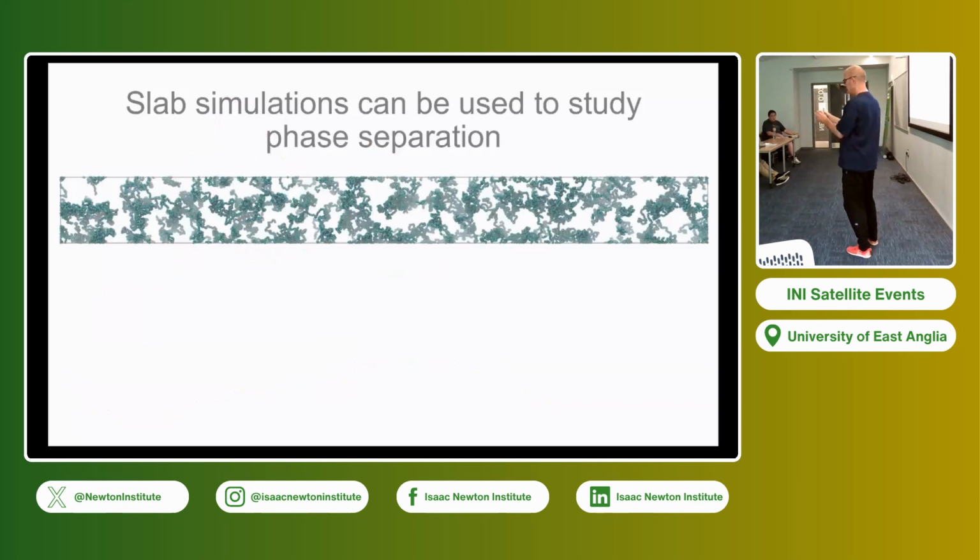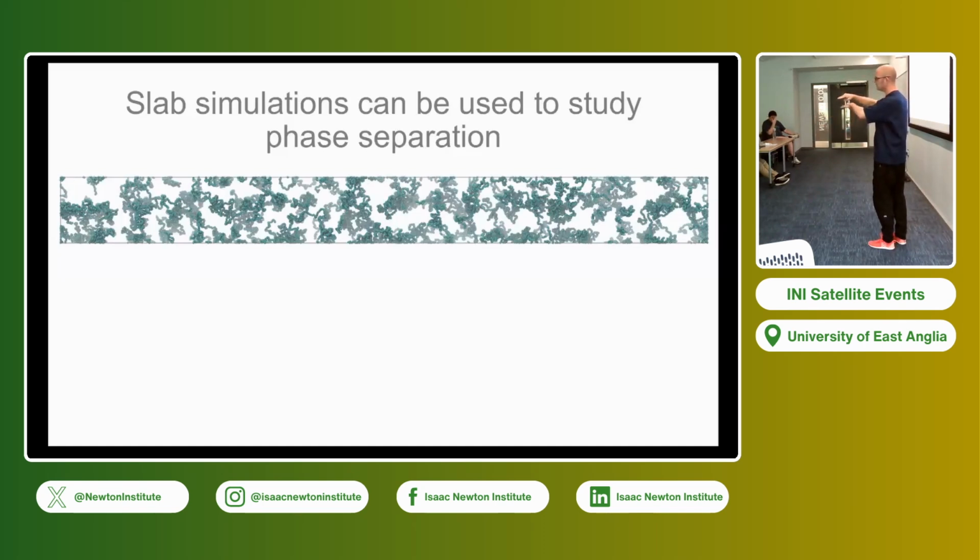And then what we can do is make lots and lots of copies of this protein and just put them in a huge big box. So this is what's called a slab simulation. It's a big box full of identical units of this protein in different orientations.